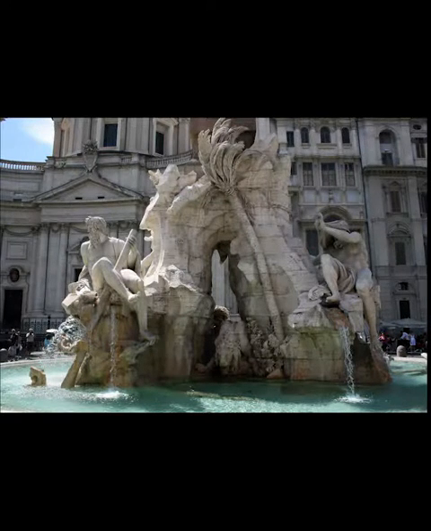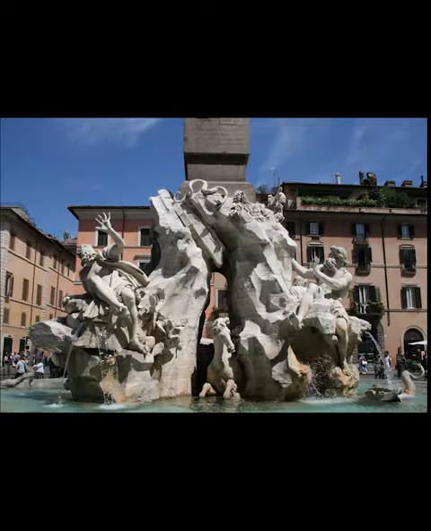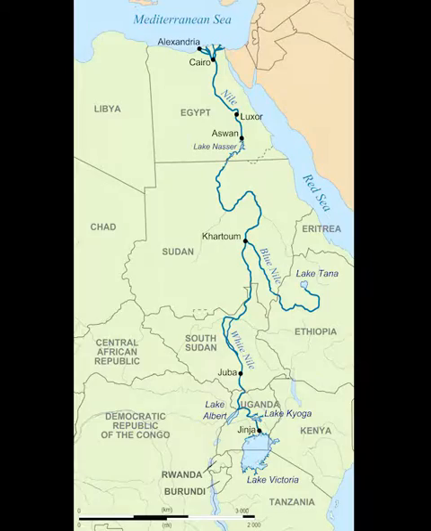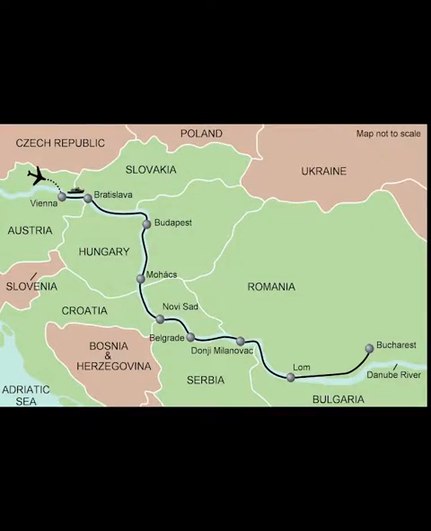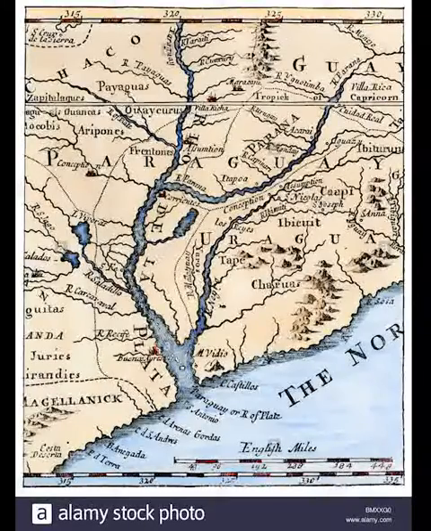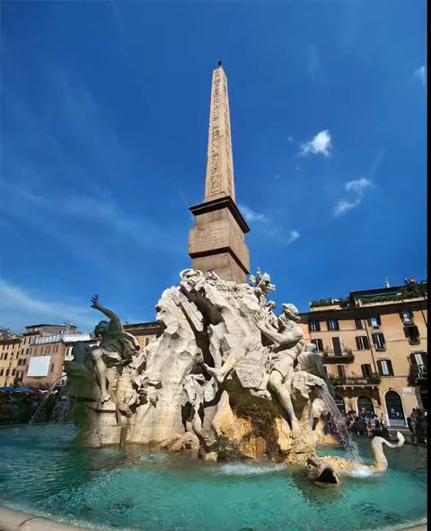The fountain depicts the four great rivers and the four continents that were recognized at the time: the Nile in Africa, the Ganges in Asia, the Danube in Europe, and the Rio de la Plata in America. Each river god is depicted by certain characteristics.